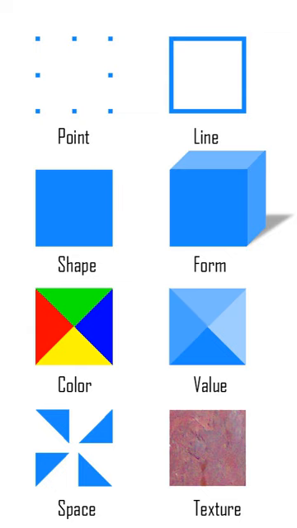Visual texture, also referred to as implied texture, is not detectable by our sense of touch, but by our sense of sight. Visual texture is the illusion of a real texture on a two-dimensional surface. Any texture perceived in an image or photograph is a visual texture.